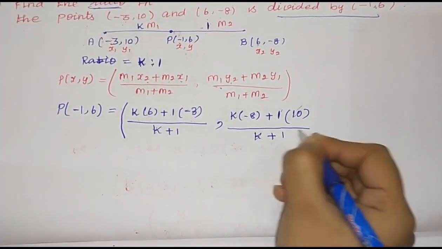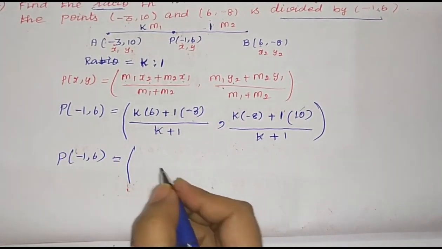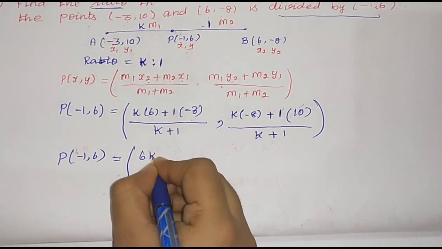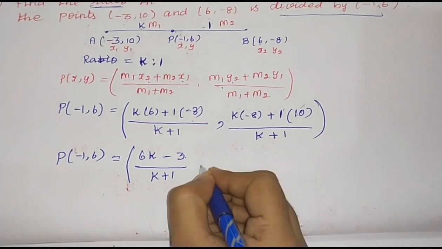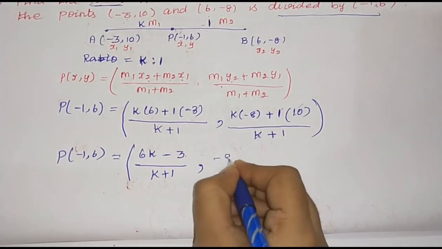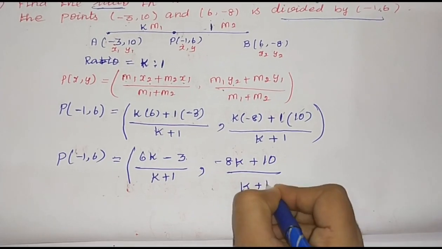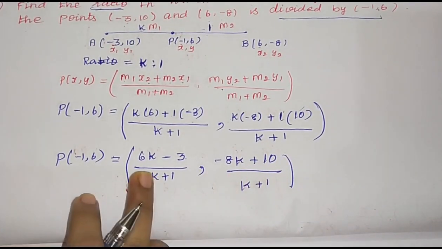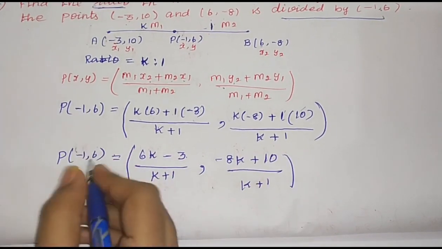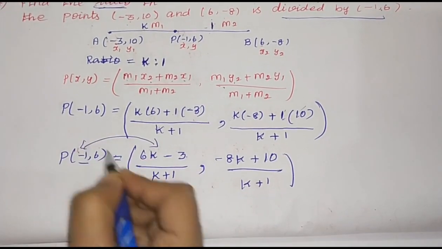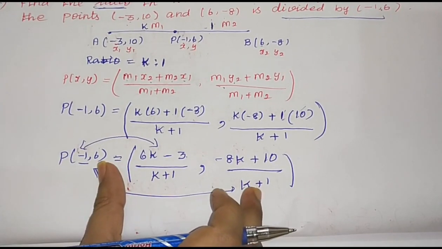So k plus 1. Now we can simplify. So left hand side P of minus 1, 6, right hand side k into 6, 6k, plus 1 into minus 3, minus 3, divided by k plus 1, comma minus 8 into k, minus 8k, plus 1 tens are 10, divided by k plus 1. Now the left hand side and right hand side both you have to compare. X coordinate you have to compare, then y coordinate you have to compare.